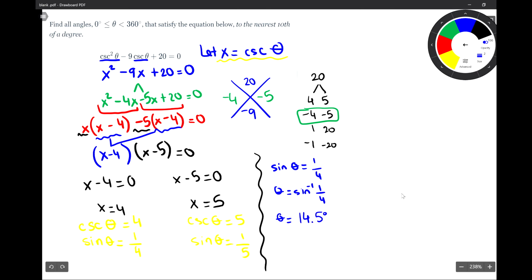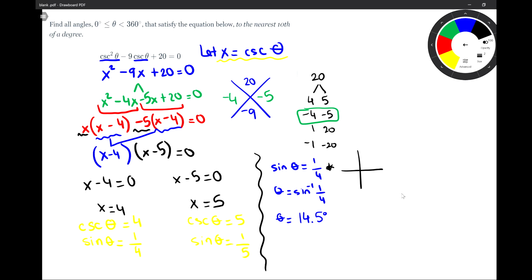14.5 degrees. Okay, but we need to sketch the angle on the unit circle to give us the idea what is the accurate angle. So if I sketch it, from this step right here, I can sketch the angle on the unit circle. Just give me the idea where it should be located.